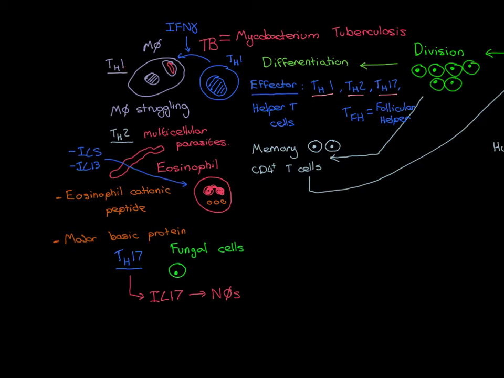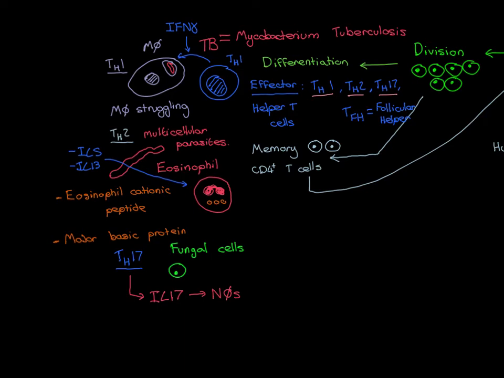So these are 3 other arms of the adaptive immune response, ones that are not relevant to us. We are just interested in the B cell response and cytotoxic T lymphocyte response. We are not interested in the T helper 1, the T helper 2, or the T helper 17 response for obvious reasons, because we do not have any of these types of pathogen that I've just been talking about here.